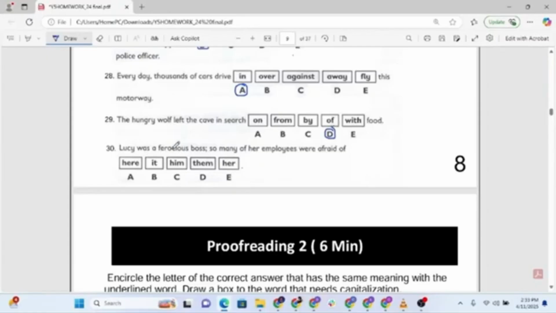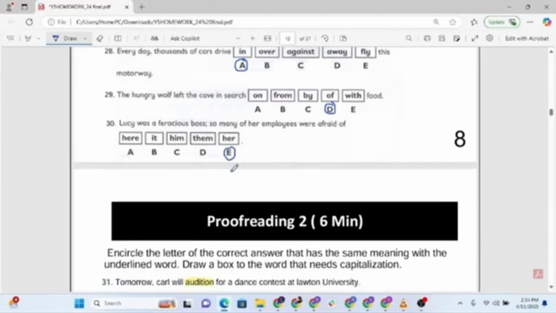Question 30. Lucy was a ferocious boss, so many of her employees were afraid of her. The correct answer is option E, her. Explanation. Her refers back to Lucy. It is the correct pronoun to show the employees' fear was directed at Lucy.